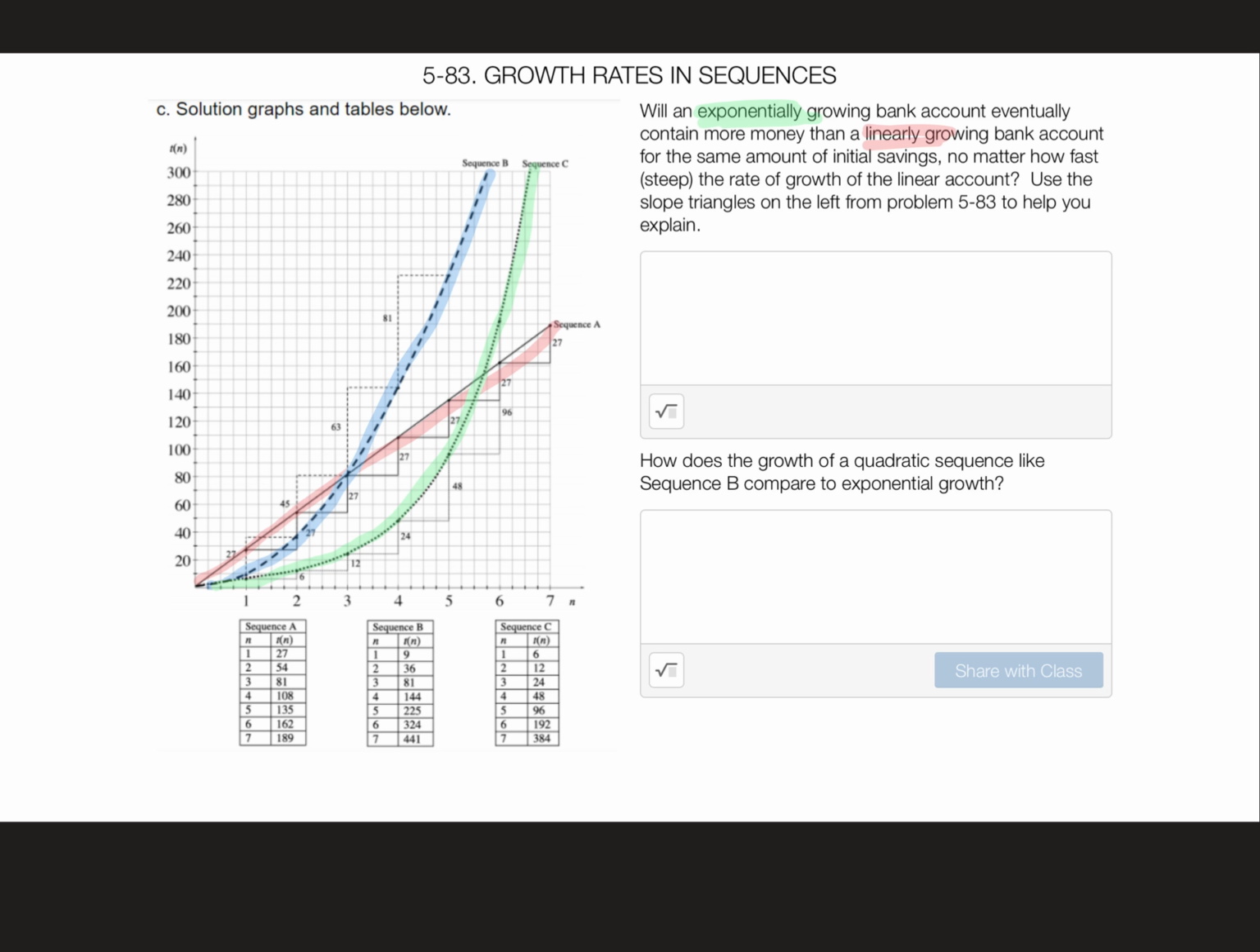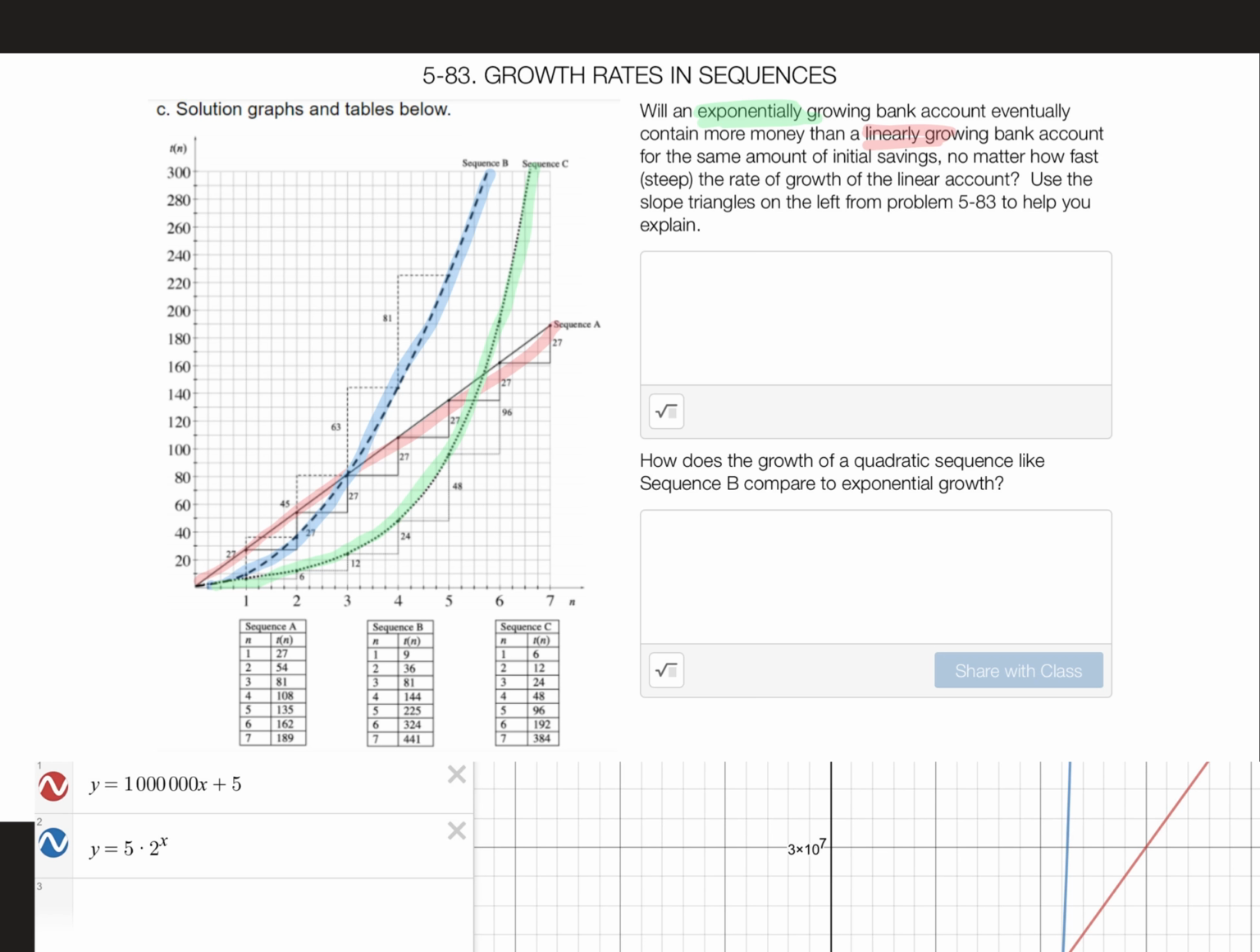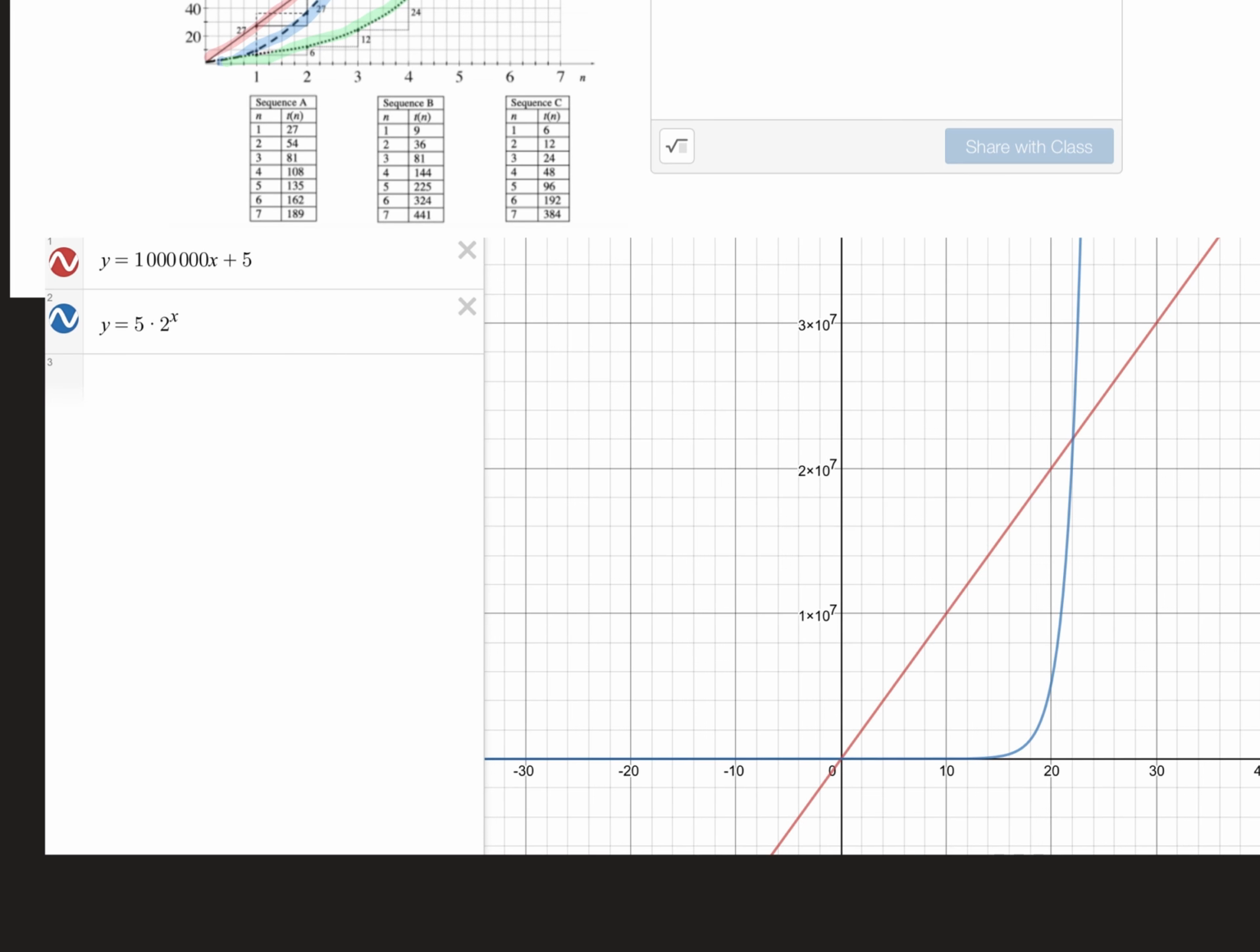And you could model this by looking at an equation of a line that has a slope of 1 million and an exponential equation that has a growth rate of doubling. And I can show you a picture of that in just a second. So on Desmos, I just did 2 equations. I did one of them that is y equals 1 million x plus 5. Okay, so my zero term was 5.